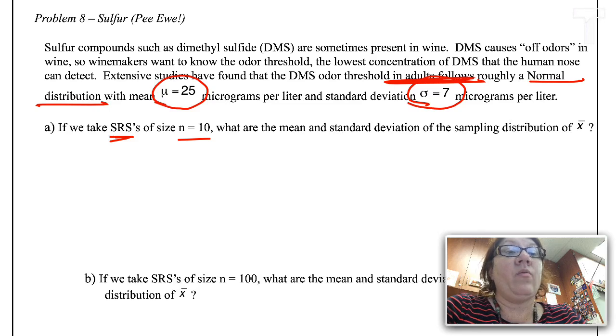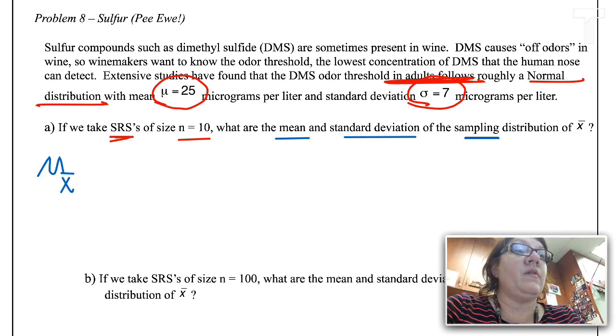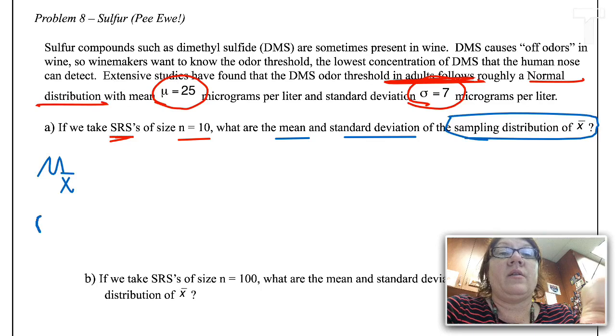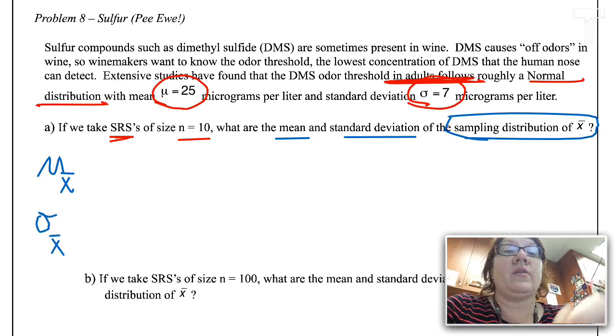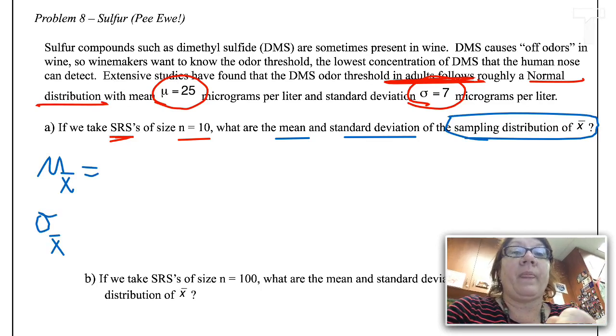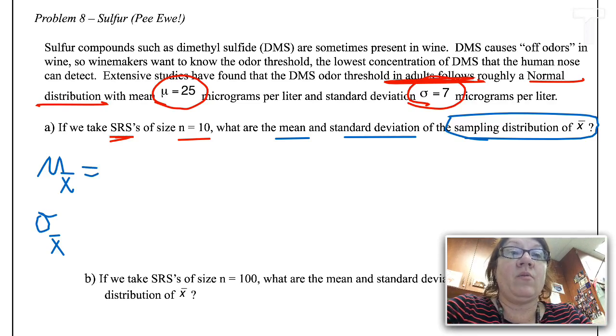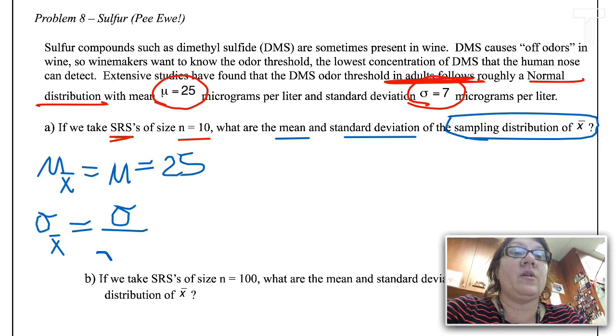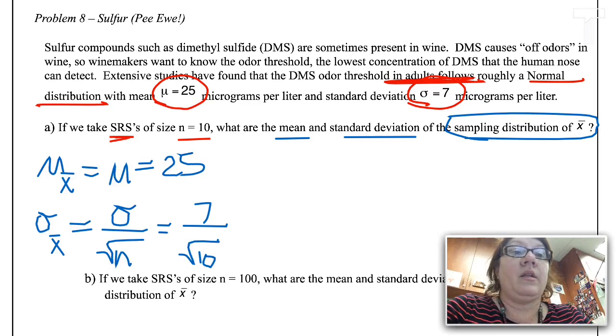And so I want to figure out what's the mean. So I want to know mu of x bar. And I want to know standard deviation, again, of the sampling distribution x bar. And so sigma of x bar. But we remember that mu of x bar is just equal to mu. So that's going to be 25. And the standard deviation is equal to the population standard deviation over the square root of n. So we'll have 7 over the square root of 10. And that works out to be about 2.21.